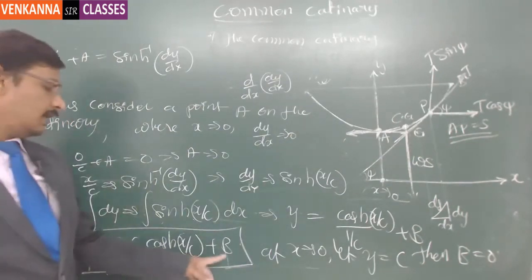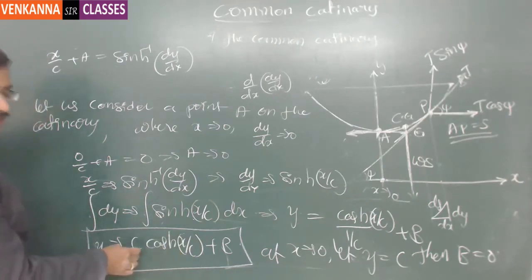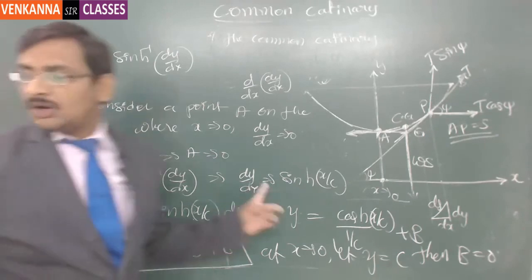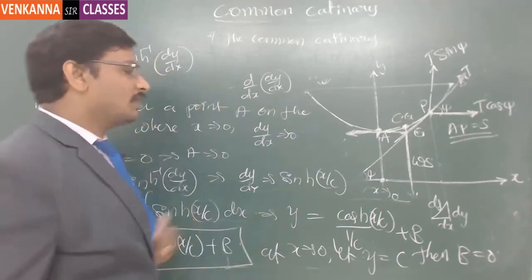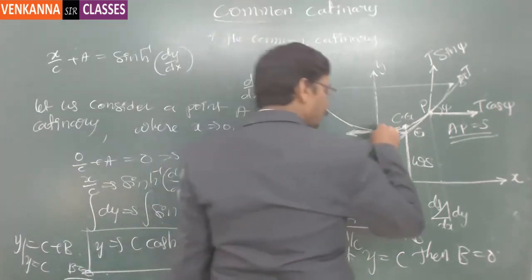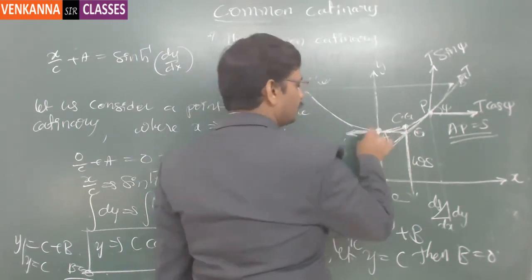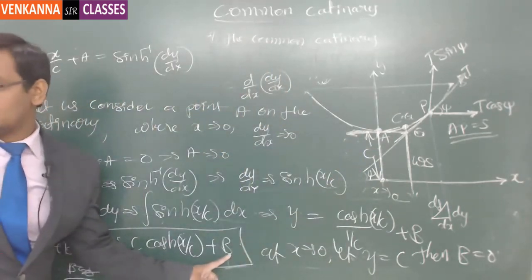Got it? If I make x equal to 0, the cosh term is going to be 1, and c will be left over. Now we have the relation y is equal to c plus b. If I make y equal to c, then b will be 0. So the arbitrary constant we got with the integration can be eliminated by making y equal to c. That is why I have taken the origin somewhere below the minimum point at a height of c, so that I can make b 0.